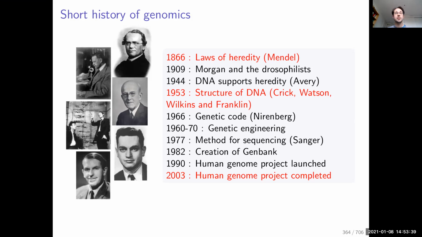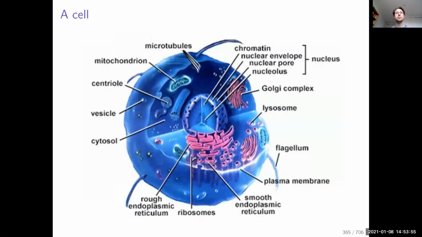Then later, something that made lots of noise was in 2003, the Human Genome Project was completed. And this opened the way to a huge amount of work to process genomic data. So just if you don't remember your classes from high school, this is a cell, with various components of the cells. For many of them, we don't care much about them, but there are a few elements that we care about. We'll care about the nucleus, what is inside the nucleus.